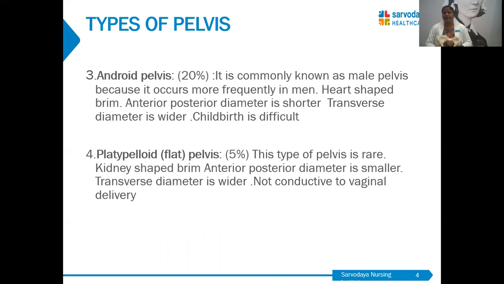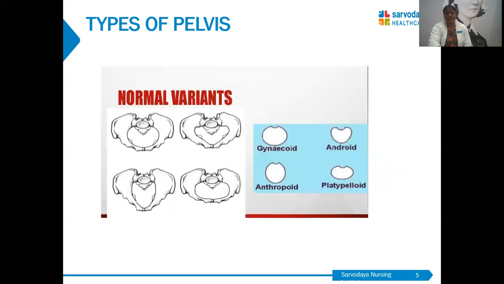Then the platypelloid pelvis. This is a flat pelvis. This type of pelvis is rare. Its shape is kidney shape. The brim and anteroposterior diameter are smaller. The transverse diameter is wider, and it is not conducive to vaginal delivery. It means it is not suitable for vaginal delivery. These are the normal variants.